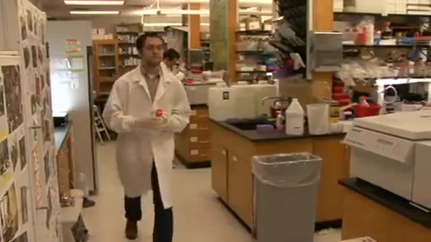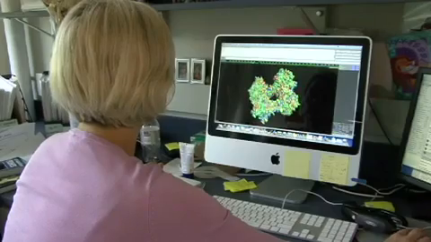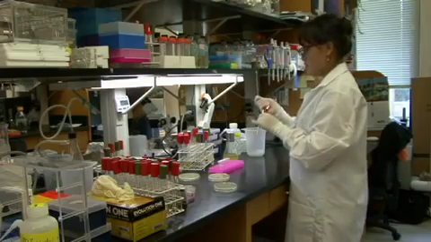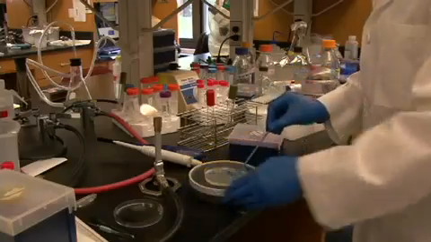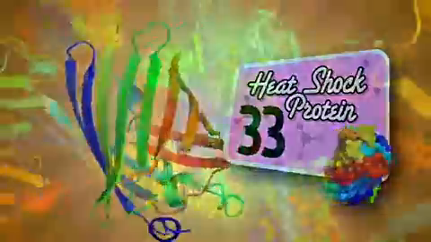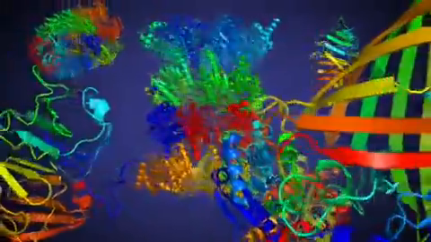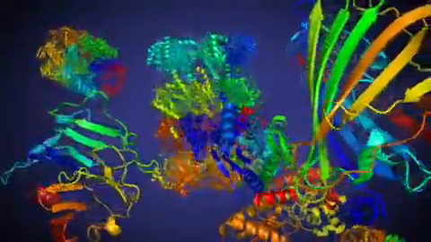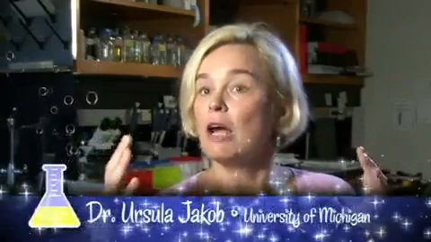A team of University of Michigan researchers headed by Dr. Ursula Jakob stumbled upon one of the mechanisms while exploring the effect of heat stress on a particular protein found in bacteria. Proteins are the building blocks of life, and each one has a very specific function. Proteins are the workhorses of all cells, including bacteria, and they make them swim and they make them infect people.